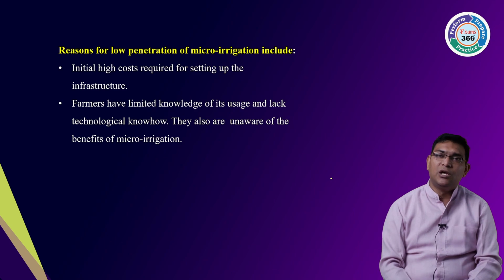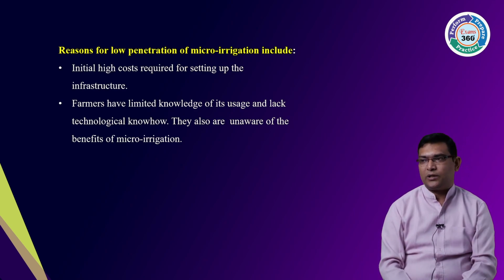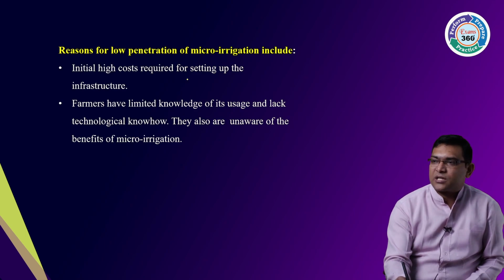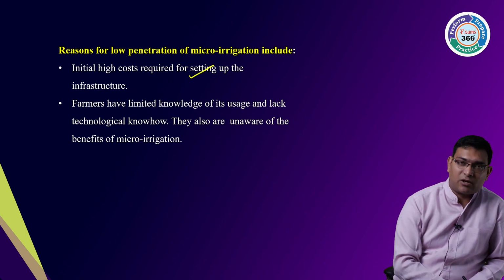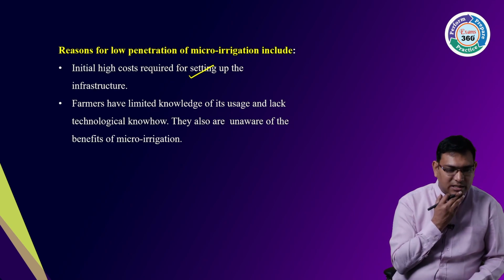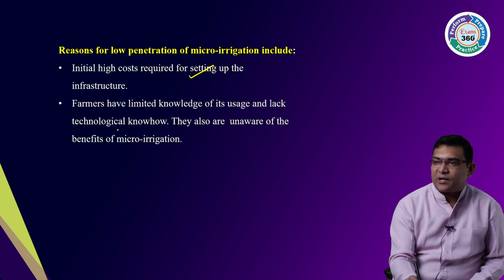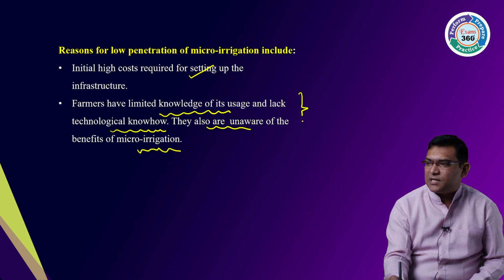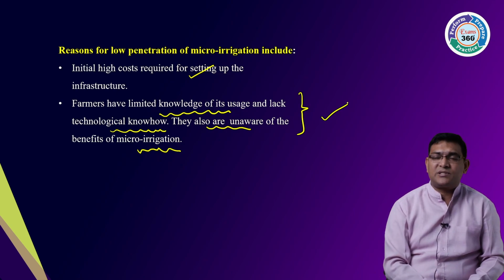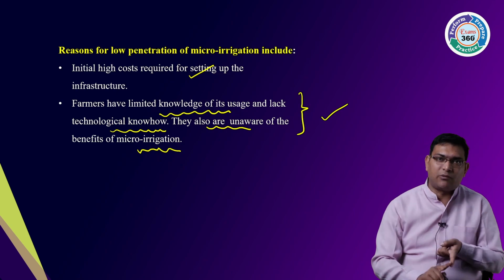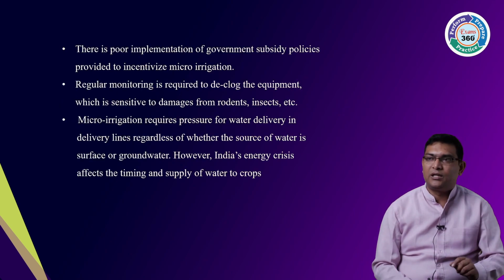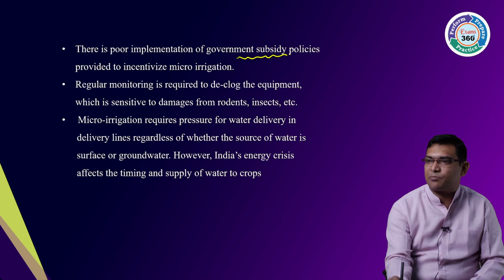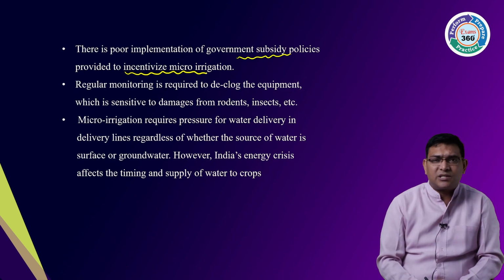Right. So what are the reasons for the low penetration of micro irrigation? First, the initial cost required for setting up the infrastructure is high. Micro irrigation requires a high cost. Second, farmers have limited knowledge of usage and lack technology; they are unaware of the benefits of micro irrigation. So the cost is high, knowledge is limited, and there is poor implementation of government subsidy policies; subsidies are not being provided to incentivize micro irrigation.